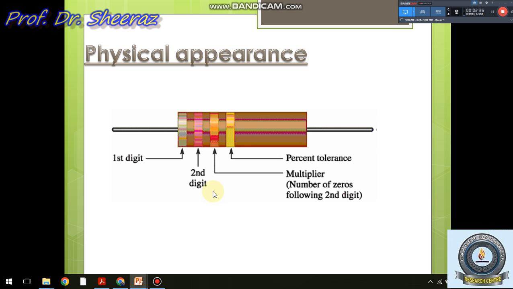Now this is a physical appearance of a resistor. As we can see, it is a 4-lined resistor. The first line of any color represents the first digit of the resistance. The second line represents the second digit. The third line represents multiply by 10 to the power; it is the multiplier, the number of zeros following the second digit. And the fourth line represents the percent tolerance, that is, how much tolerant this resistor can be. In the next slides we will see its different combinations.